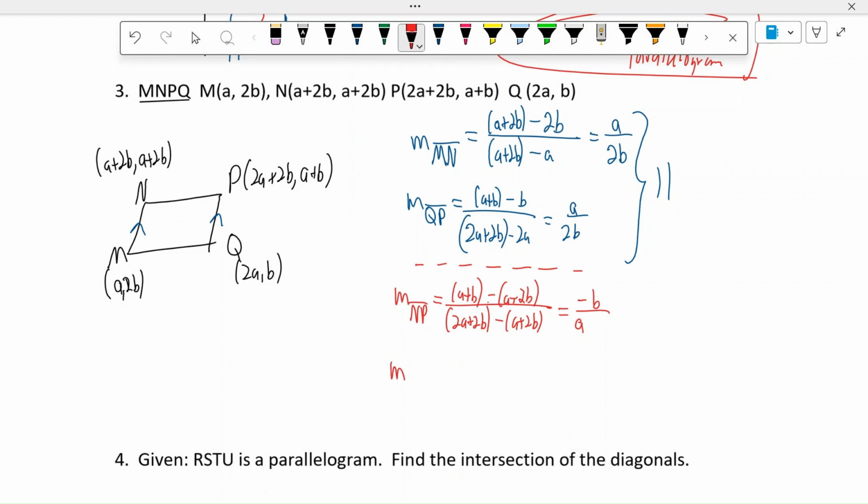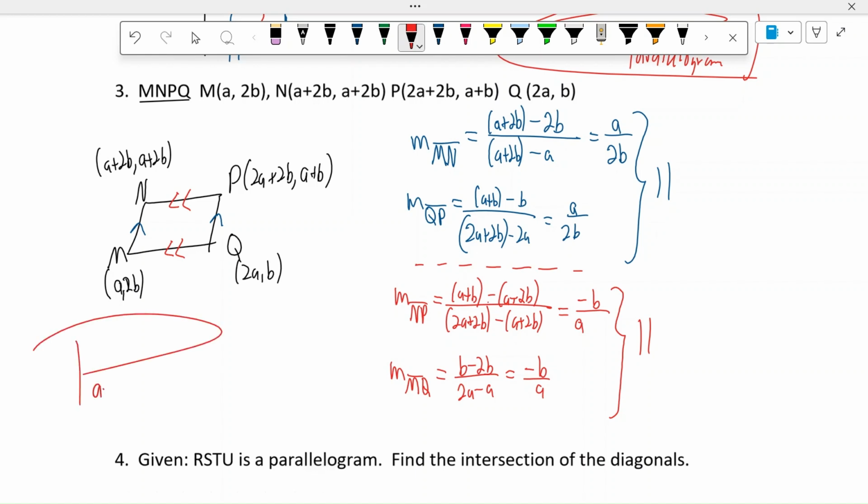Last thing to find is the slope of segment MQ. So B minus 2B, subtract the Y values in the numerator, divided by 2A minus A, subtract the X values in the denominator. We have negative B over A. These are equal, which means they're parallel. Both pairs of opposite sides are parallel. So once again, we do have a parallelogram. All about the slope. Slope will be able to verify whether or not something is a parallelogram all by itself.